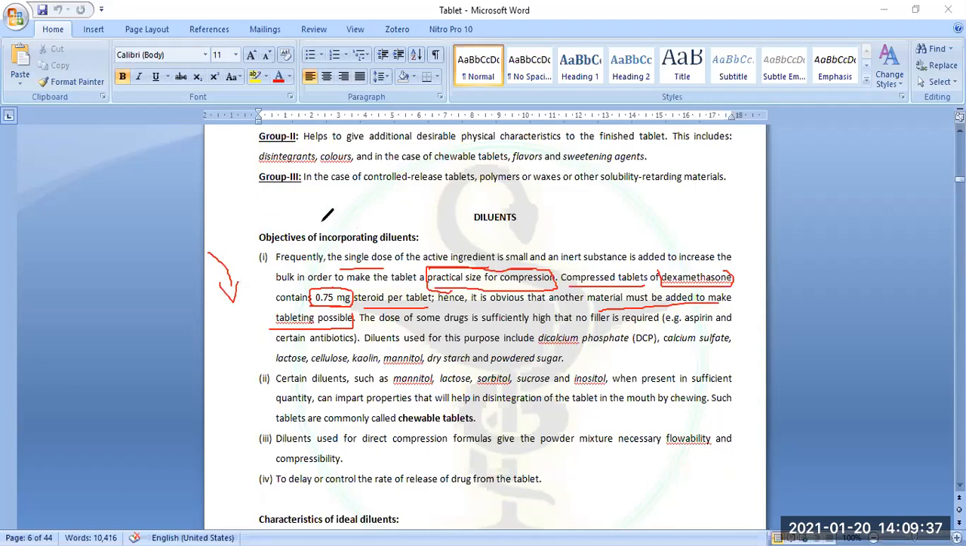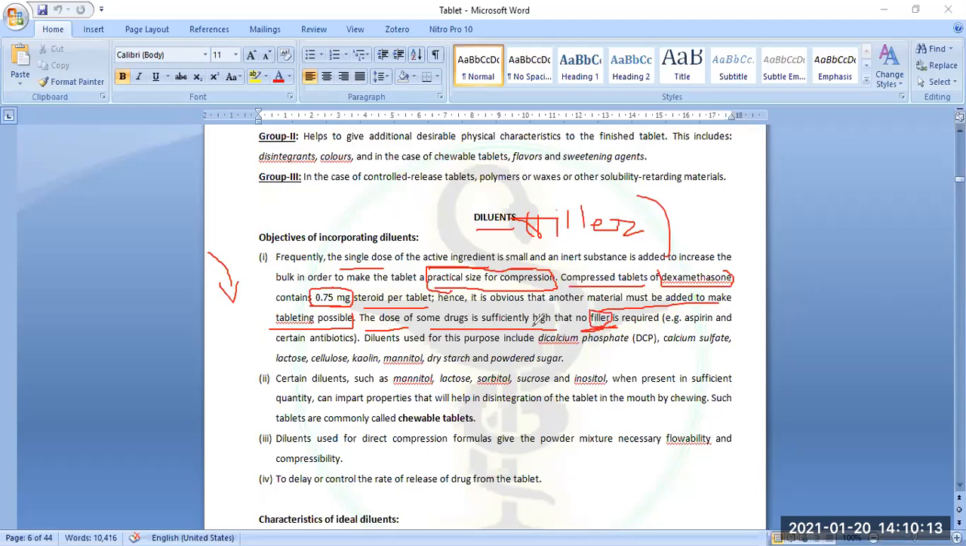There is no other role of the diluent. In these three groups, not a single ingredient is responsible for pharmacological action. They are inactive ingredients, not active ingredients. That's why a diluent is added to increase the bulk of the formulation. They are also known as a filler. The dose of some drugs is sufficiently high that no filler is required. Filler is a synonym for the diluent. You have to remember the synonym of the diluent.